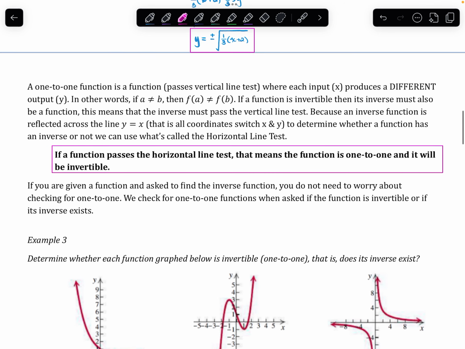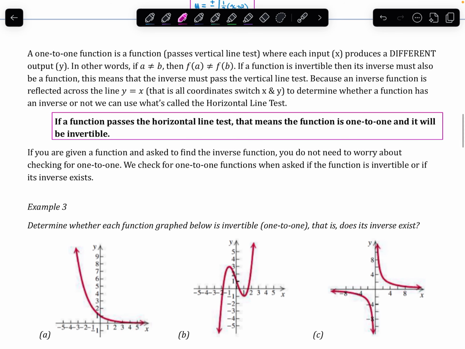All right, example 3: determine whether each function graphed below is invertible. Invertible is just another way of saying, is it one-to-one? Those are interchangeable. That is, does its inverse exist? You could be asked in any of those ways. Is the function invertible? Is the function one-to-one? Does the function have an inverse, or does the function's inverse exist? All of that means, does it pass the horizontal line test?